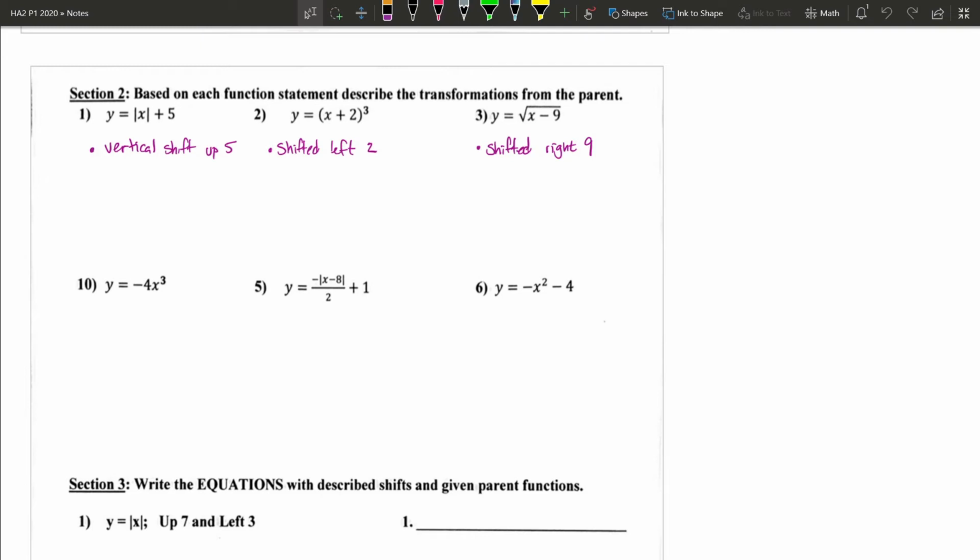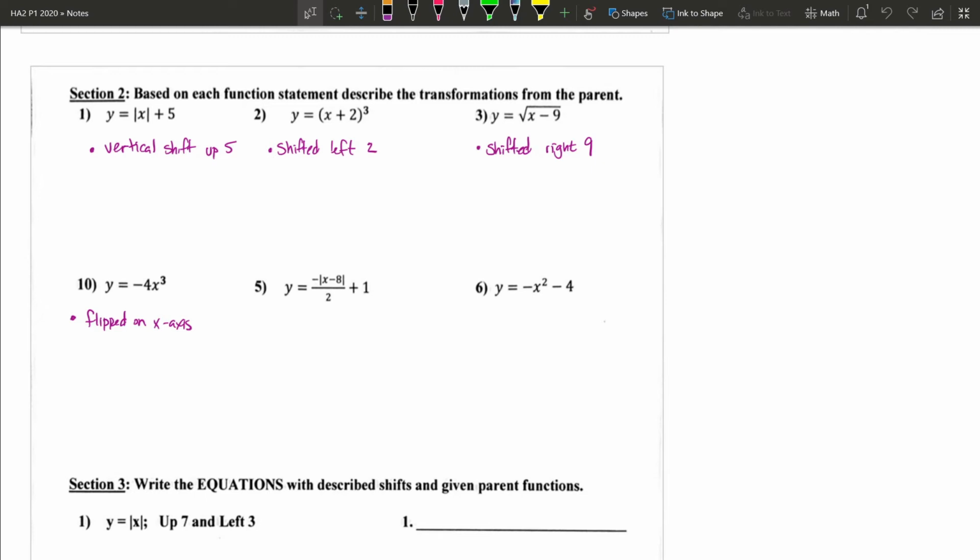All right, number 10. This one's got a couple of things. So this one's got a couple things going on. The negative means that this is going to be mirrored on the x-axis, right? So flipped on the x-axis.